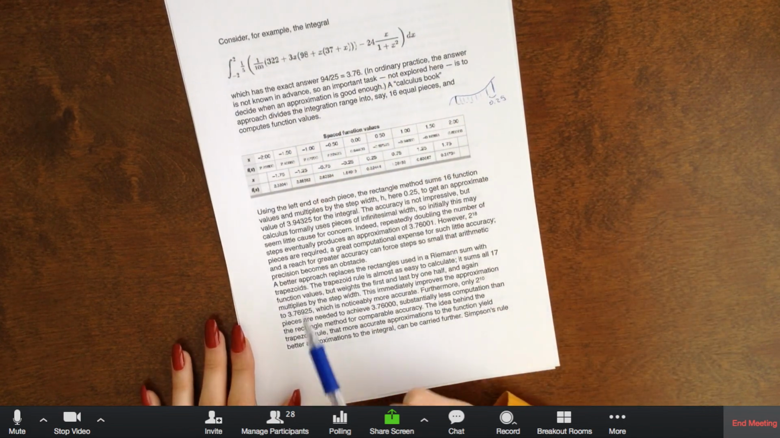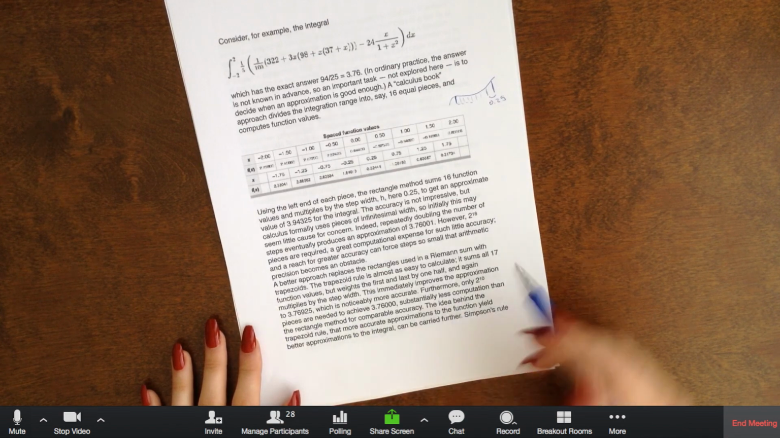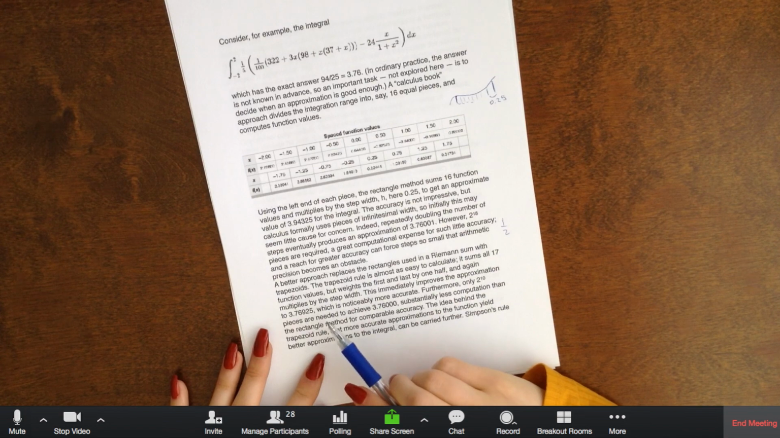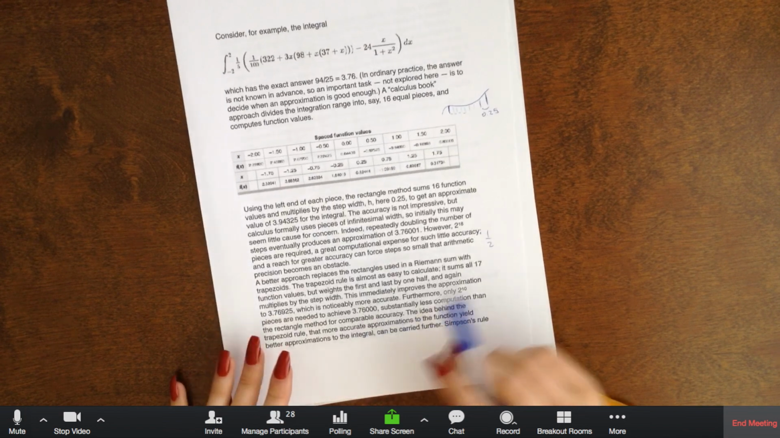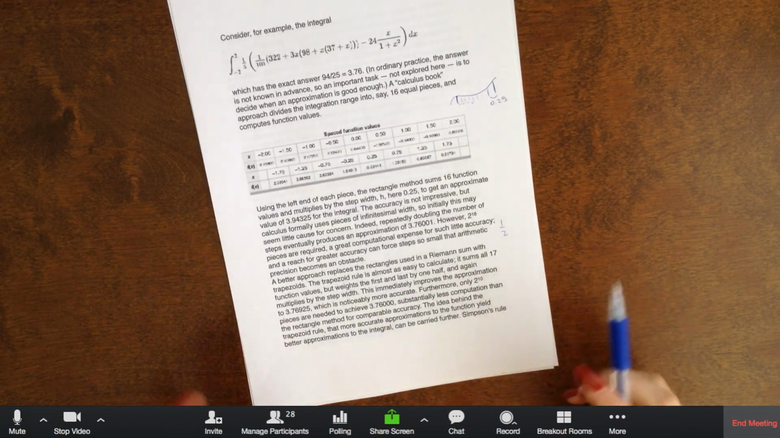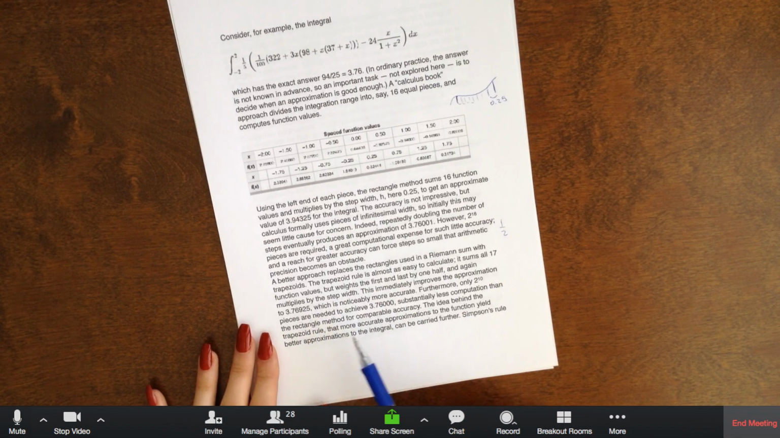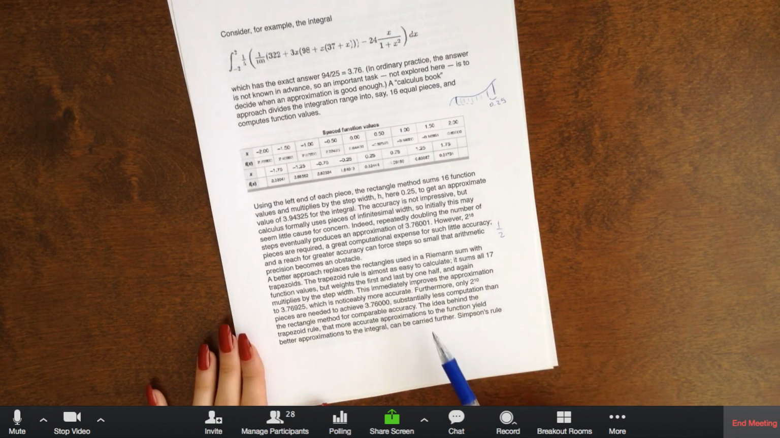But with the Riemann sum that uses trapezoids, we weigh the first and the last one by half. Okay? And again multiply by the step width. This immediately improves the approximation to 3.76925, which is noticeably more accurate.